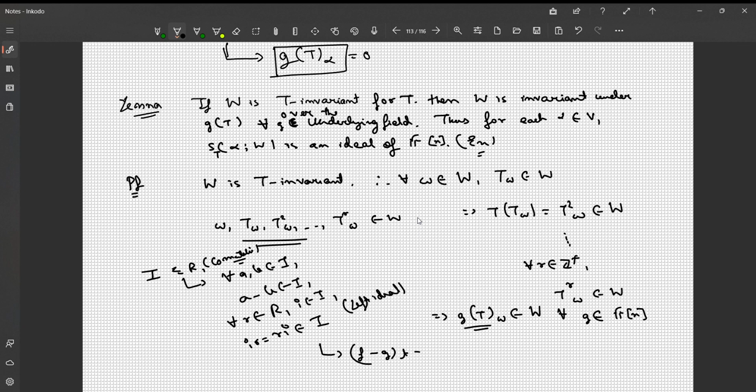So the basic thing is that (f - g)(t) is nothing but f(t) - g(t), and (fg)(t) is nothing but f(t) times g(t). So this is the thing. These are the operations. You can obviously check this out. Okay. So now obviously F[x] is a PID, right?